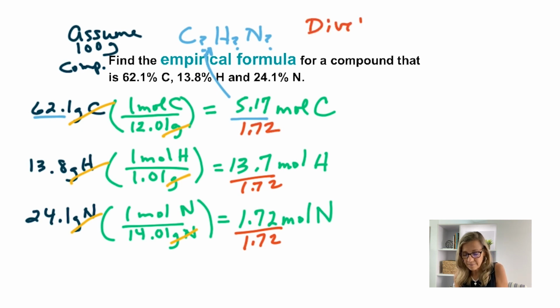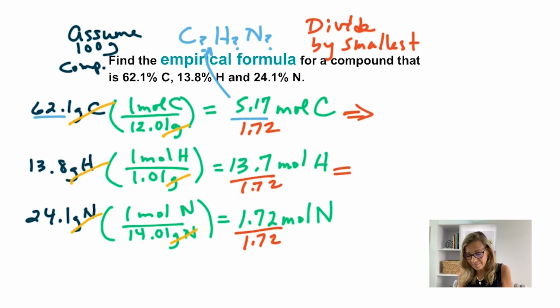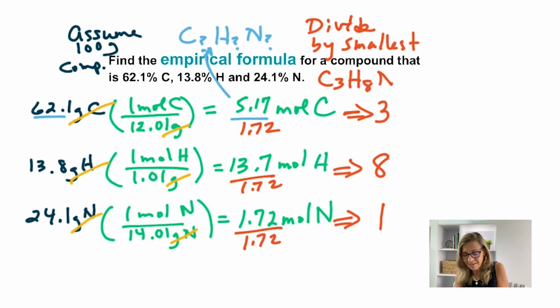So we divide by the smallest. Okay, and what are we going to get? I hope we get whole numbers. Well, this one obviously is a 1. This one's an 8, and this one is a 3. And guess what those whole numbers are? Those are the subscripts for the formula. So here's my answer. The empirical formula is, don't just circle those numbers, it is C3H8N1. That is your empirical formula.